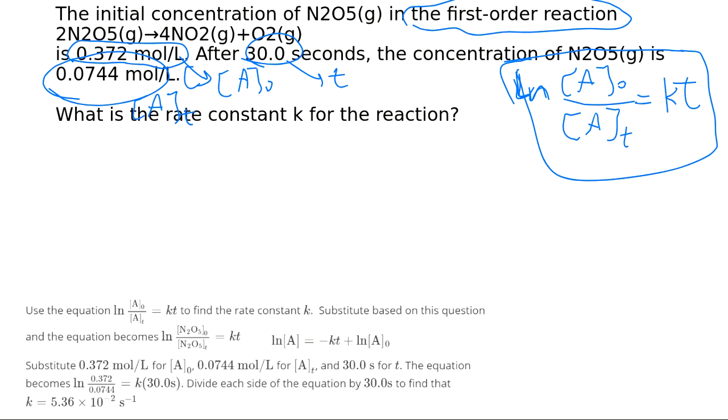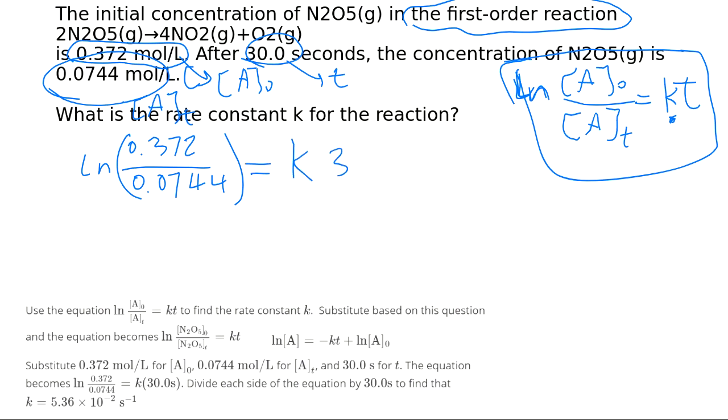So if we have this equation, and we label our data, all it is asking is to find the value for k, so it would be ln of the concentration at A0, which is 0.372, over the concentration at At, which is 0.0744, equals k times 30.